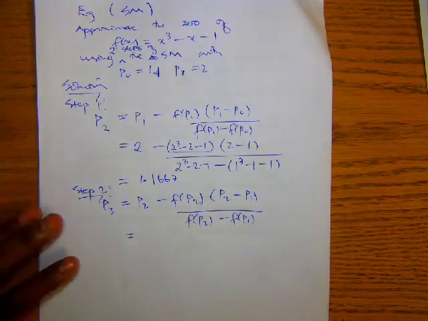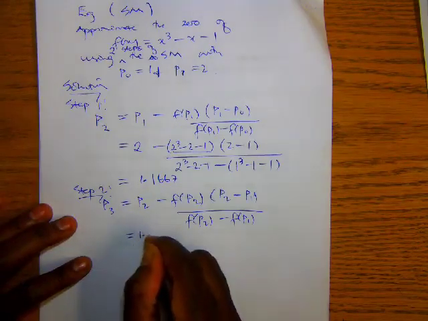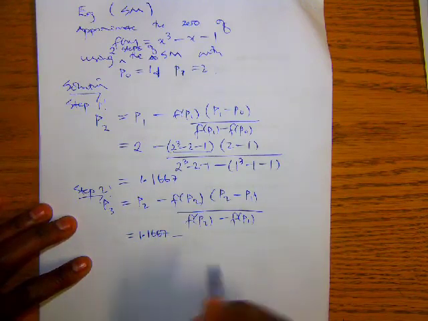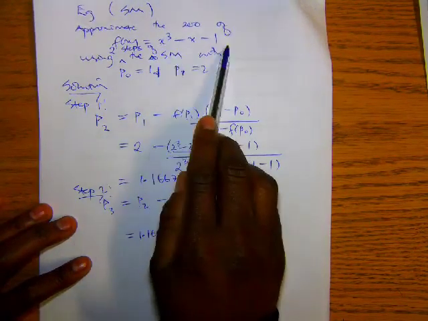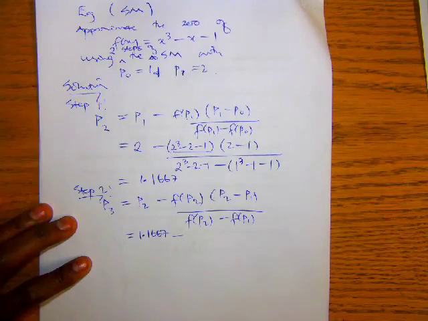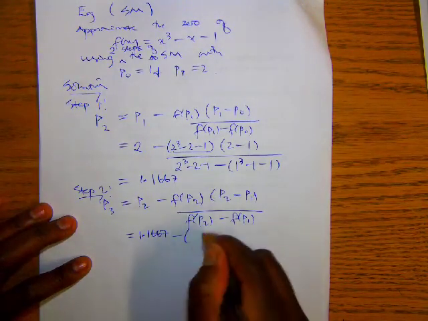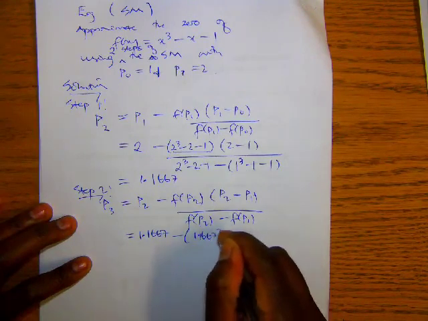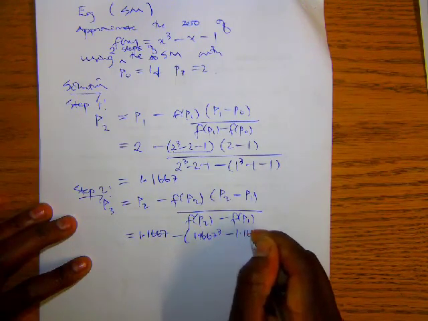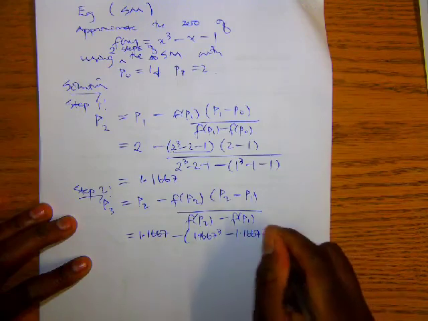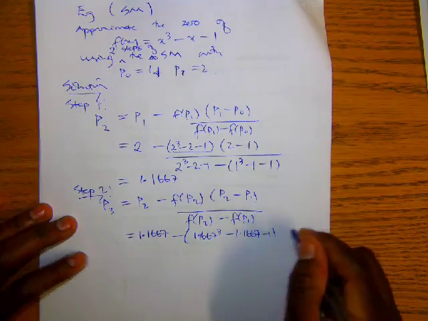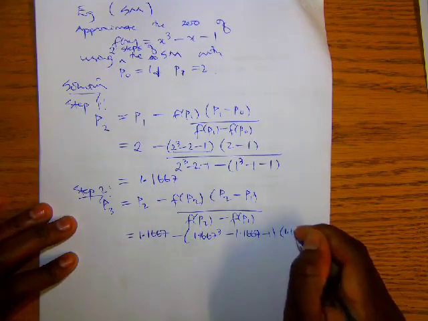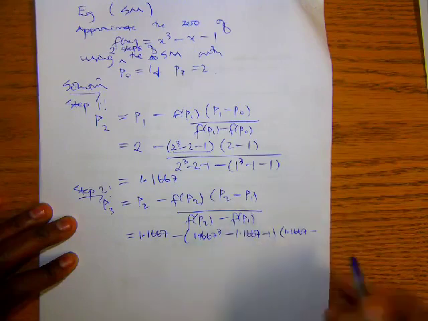So we substitute accordingly. Where there's P2 we put 1.1667, and then f at P2, it's the expression at the top here. Where there's x, put 1.1667. So you get 1.1667 cubed minus 1.1667 minus 1 times P2, which is 1.1667, minus P1, which is 2.